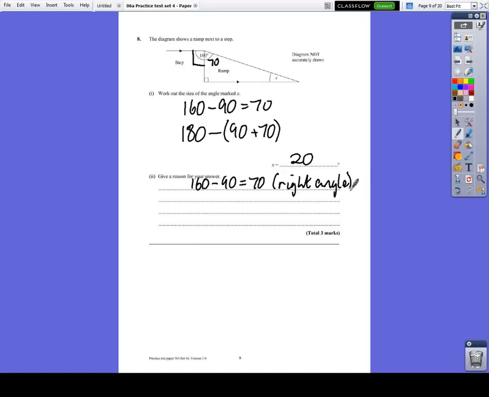And then angles in a triangle add up to 180. You must use "add up to" and not "equal to", because "equal to" would mean that each angle is 180, and that's not true. The angles add up to 180.